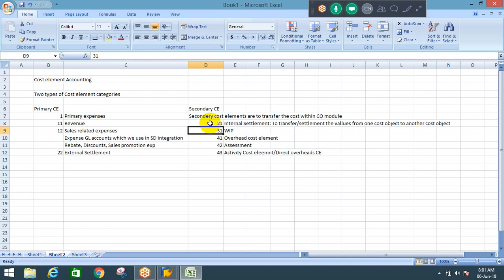So everything we will get later. Whatever we are discussing, we are going to get again later in cost center accounting, product costing and CO-PA. Okay, everything we are going to discuss again. Even if you are a little confused now, it will become clear then. So 41, 42, 43, these are important cost element categories.